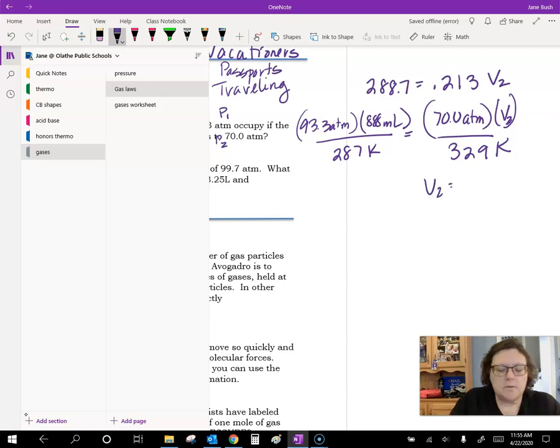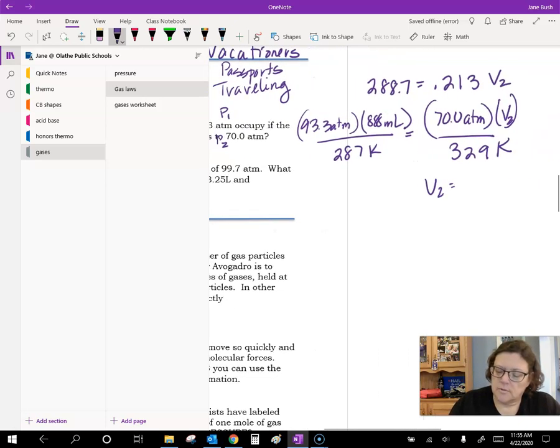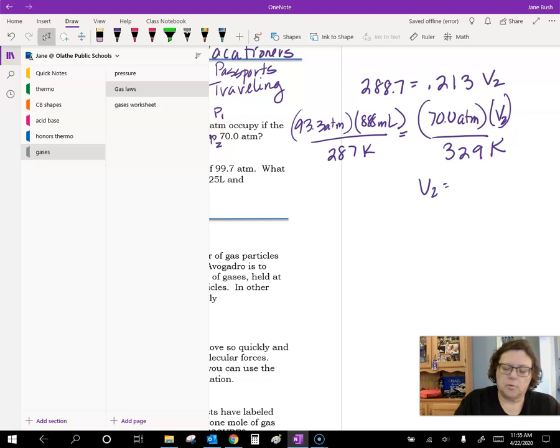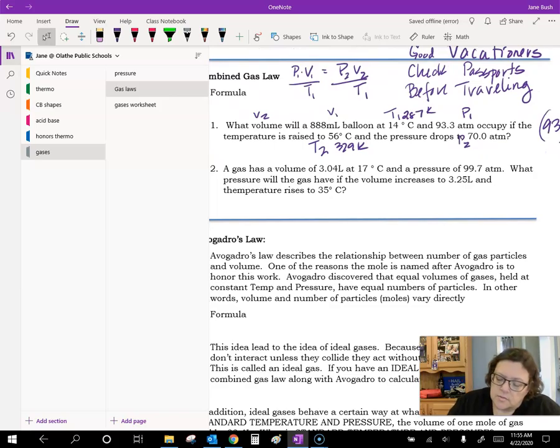And our second volume is going to be, not the right answer. Let me try this again. 93.3 times 888 divided by 287, 288.7. 70 divided by 329 is 0.213. So 288.7 divided by 0.213. Okay, I guess that is right. So we get 1,355 milliliters. Let's try the next one.